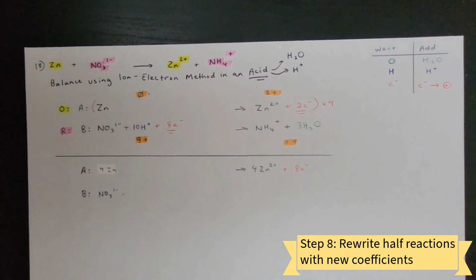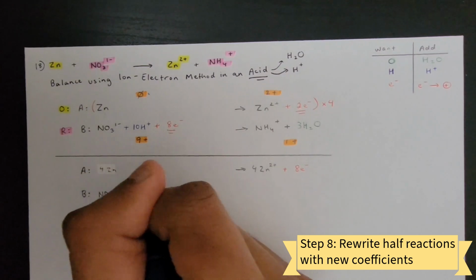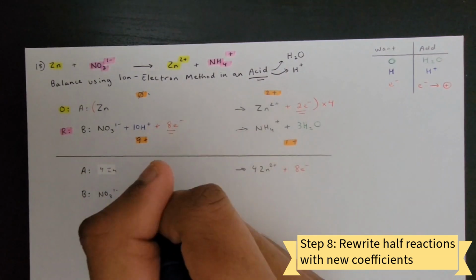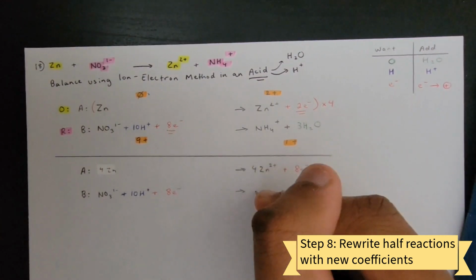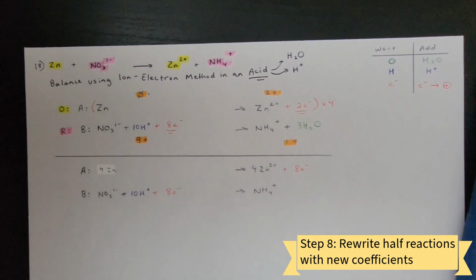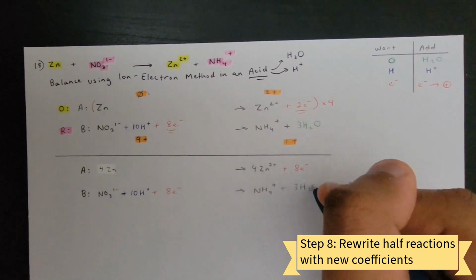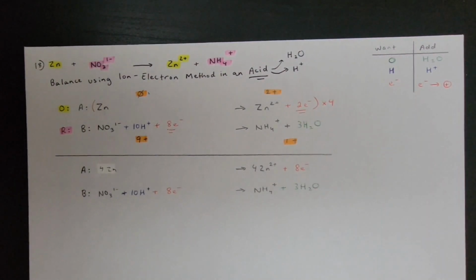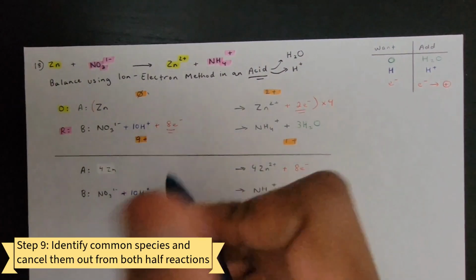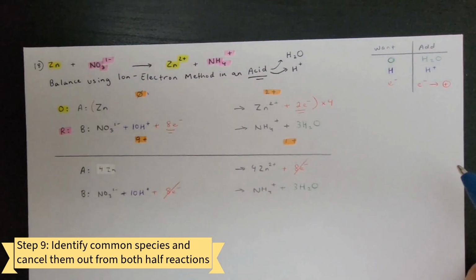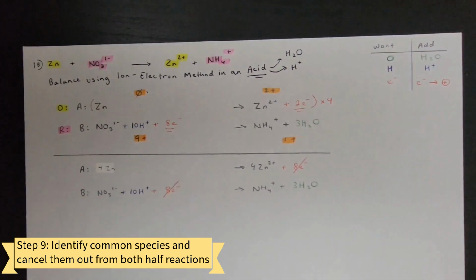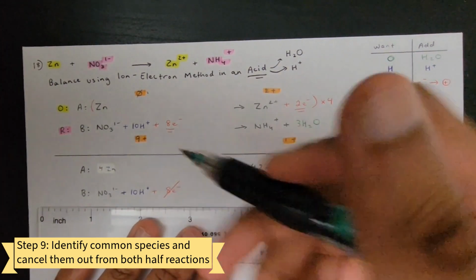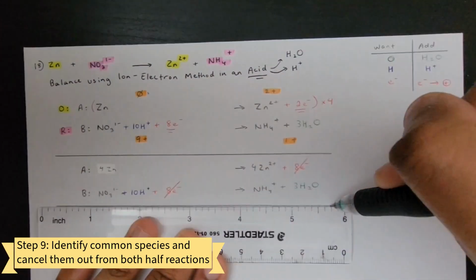Since the LCM was 8, we never really changed reaction B, so we're just going to copy and paste everything from reaction B as the same in the second stage. Now we're going to identify common species in both half reactions. As we can see, 8 electrons is common in both half reactions, and that's the only one, as H+ and H2O do not occur in both reactions.